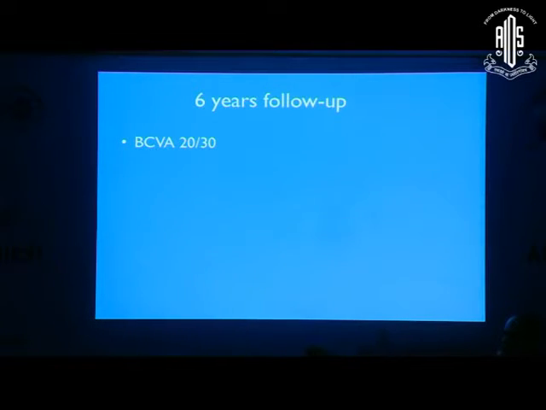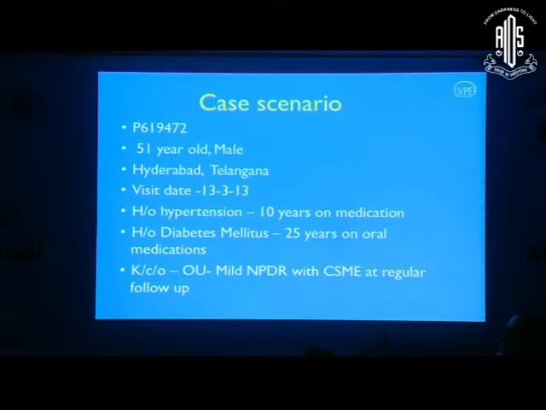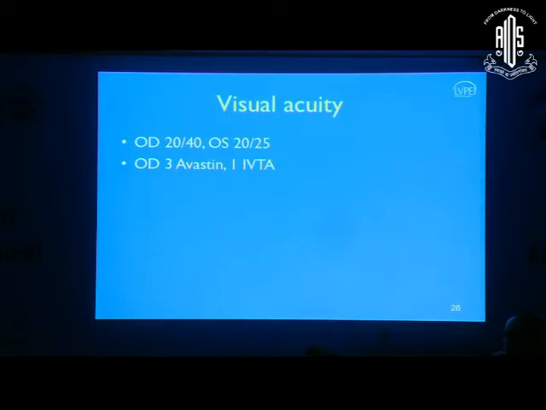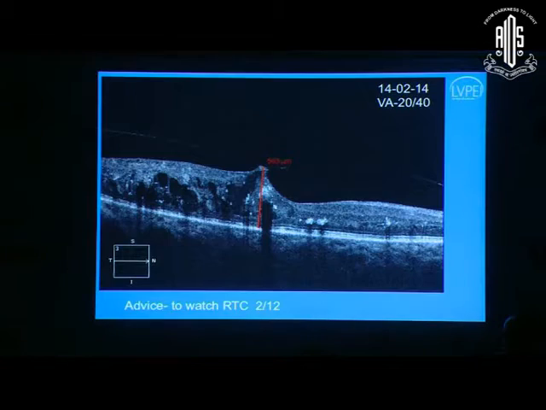But let me tell you, this patient was lucky. So because let's see the next patient. This patient came to us in 2013 with a long history of diabetes, HbA1c of around 9, and patient presented with diabetic macular edema. And 20/40 vision, we gave 3 Avastins, 1 IVTA over the next 9 to 12 months, and you see that the vision from 20/25 has come down to 20/40, but there is a small vitreomacular traction which is now developing.